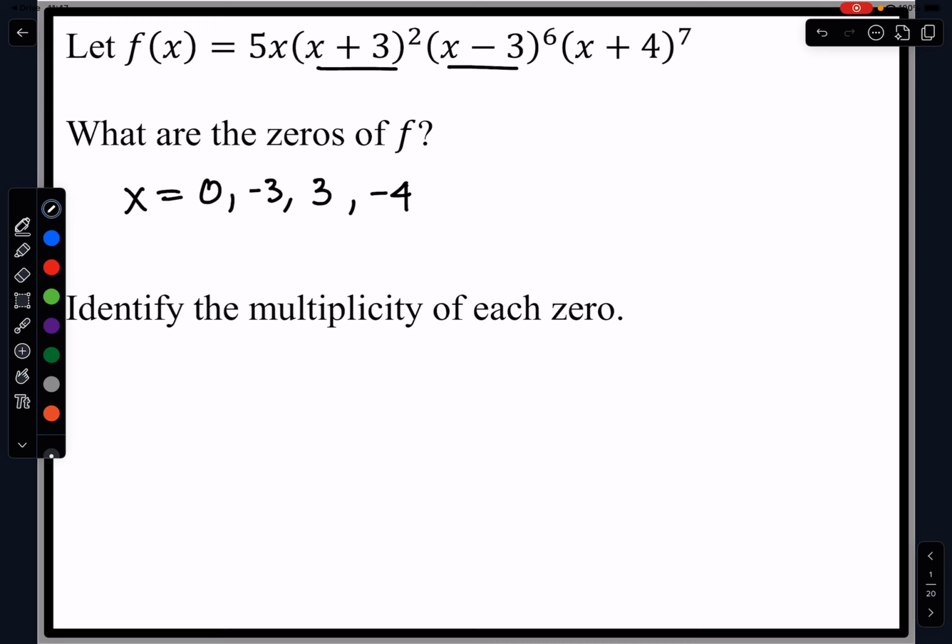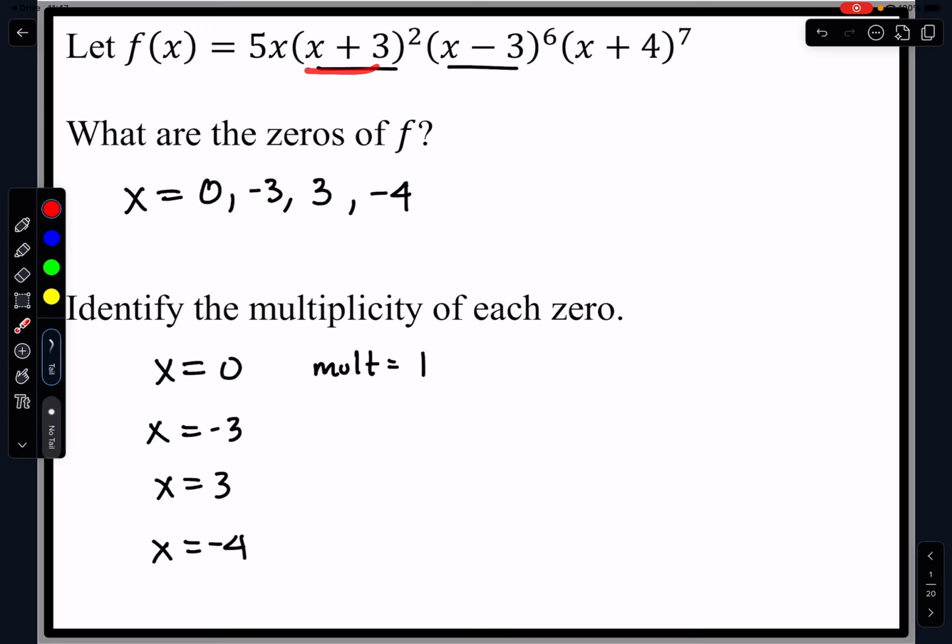Now, what about the multiplicities? Well, the multiplicities correspond to the concept of how many times does x equal 0, does x equal negative 3, x equal positive 3, and x equal negative 4. Well, it correlates again to the degree of that factor. So here, because we have x to the first power, that has a multiplicity of 1. So this means that x is going to equal 0 one time.